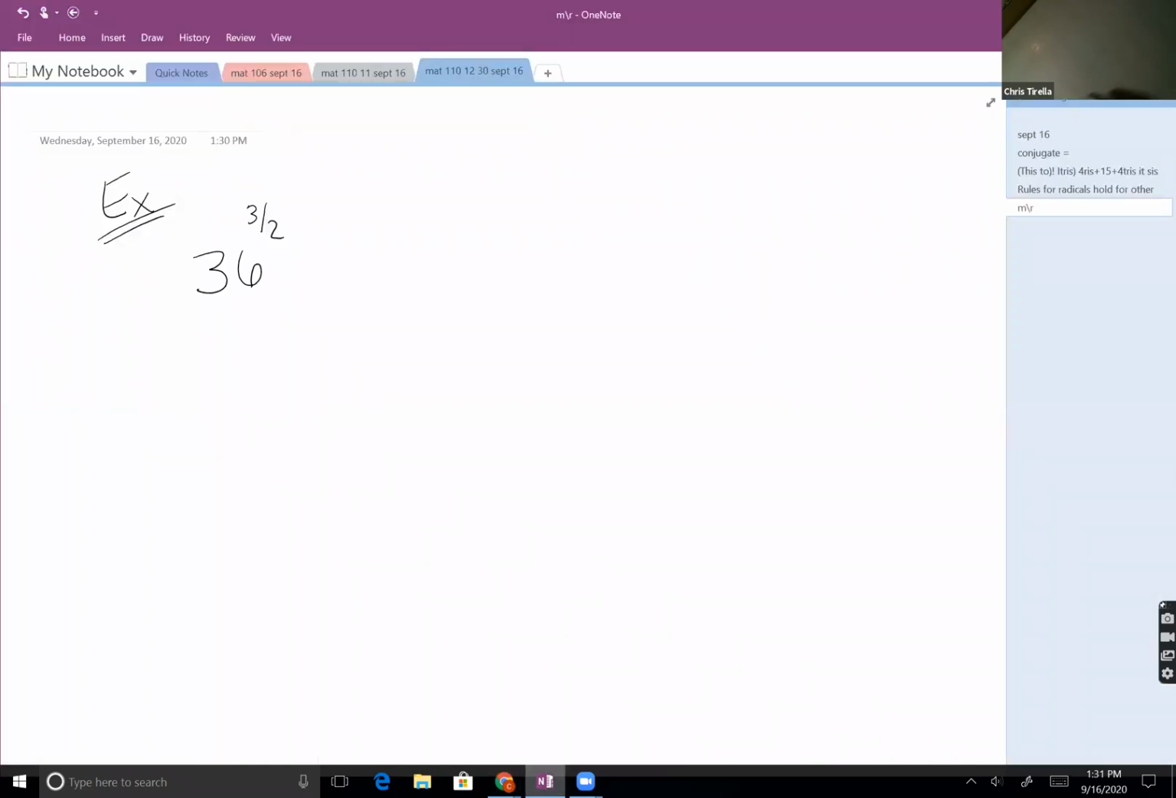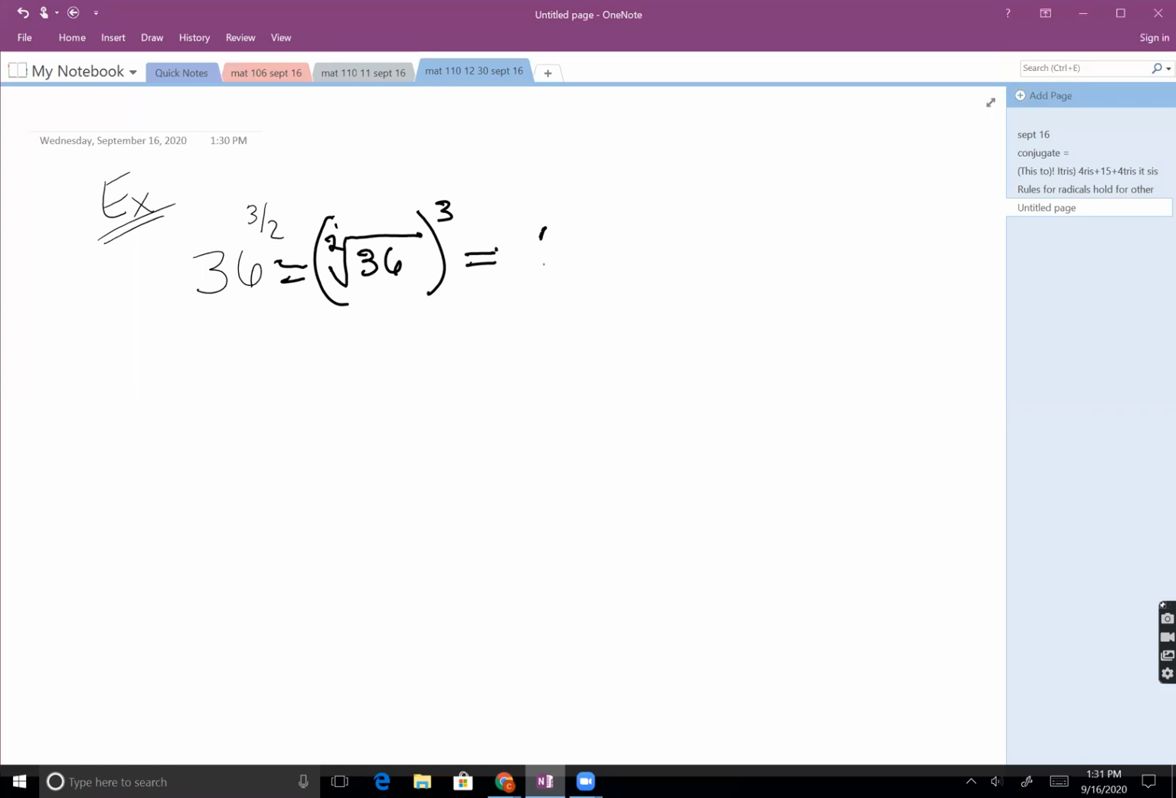Could everybody rewrite that as the second root of 36 to the third? The second root of 36 is 6, and 6 to the third power, if I were to take 6 times 6 times 6, I get 216.